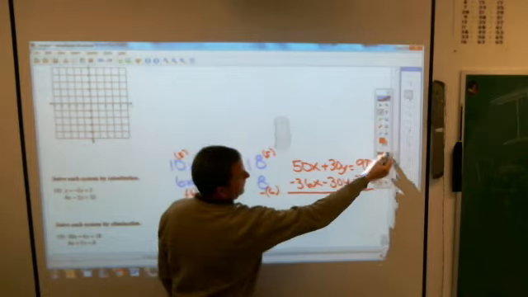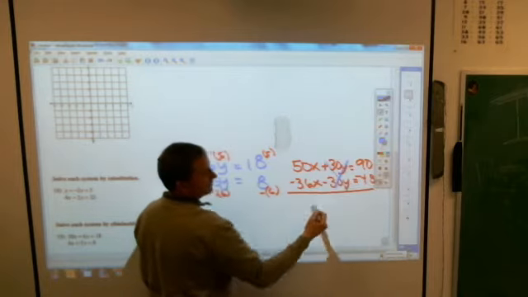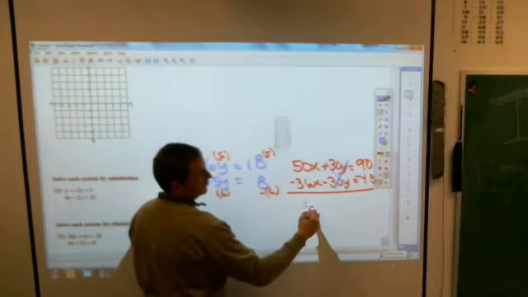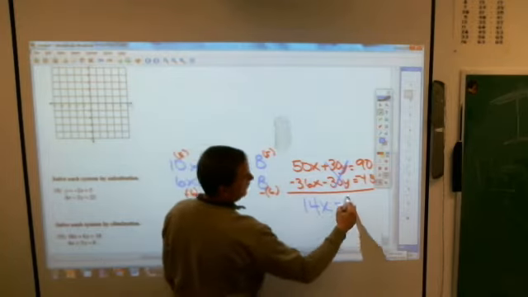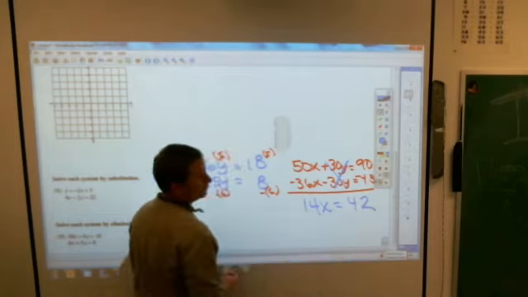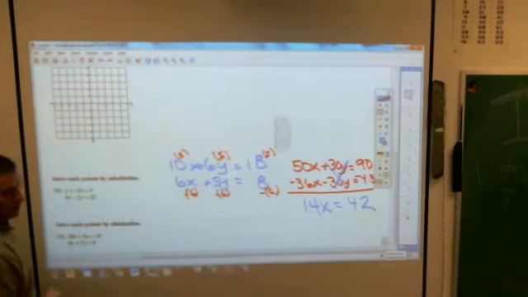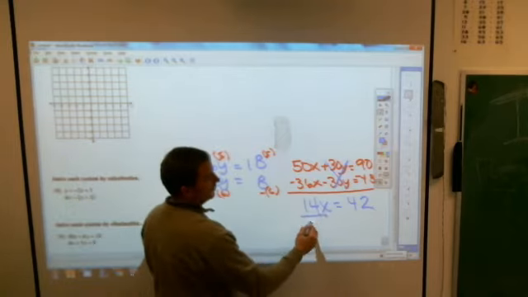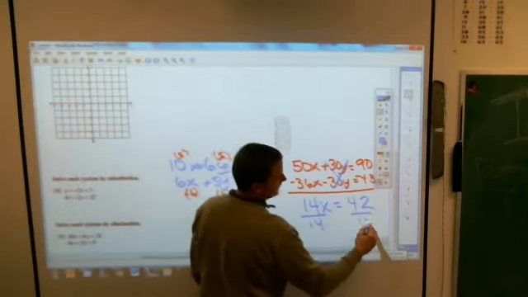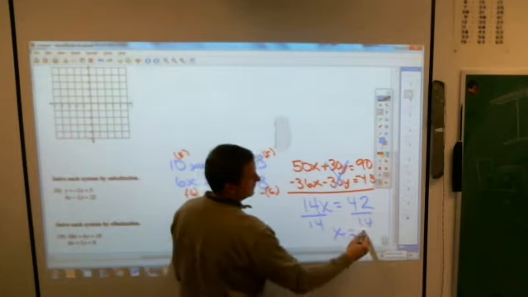And combining them or adding them together, the 30s go away. This gives you positive 14x, and that's going to equal 42. Is that where we went around? You still got it so far? Yeah. How many times does 14 go into 42? 3 times, so that's what your x is.